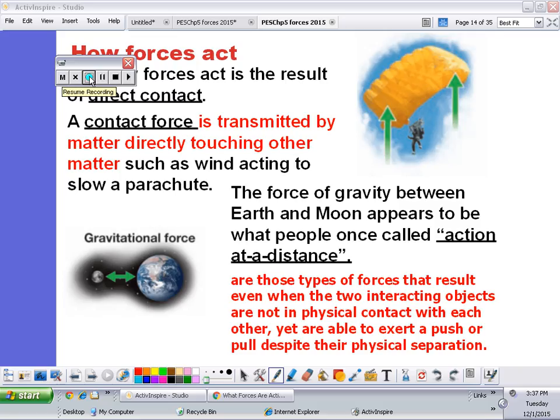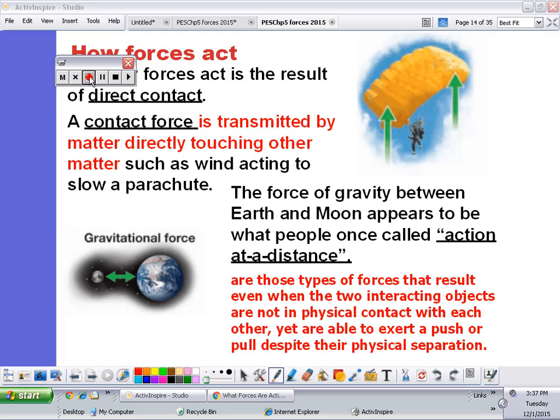So we've talked about what a force is, that it is a push or pull. Now we're going to look at the different types of forces that we have. We have direct contact, which are contact forces. Basically, matter directly touching other matter, such as wind acting to slow a parachute. So you have the wind directly in contact with the parachute. You have contact forces, friction. When you walk across the floor, your foot is in direct contact with the floor.